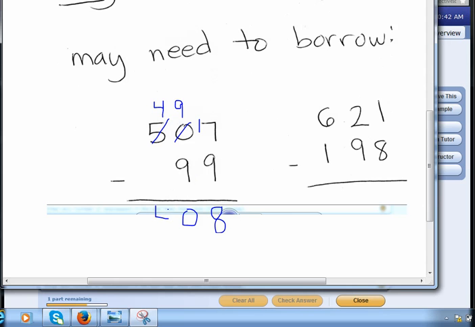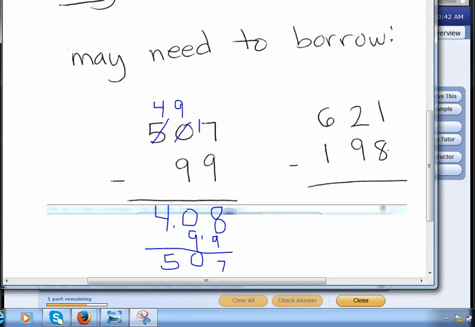And I bring down the 4. Now we can always check our answer by taking the number that we subtracted and adding it to our answer. 9 plus 8 is 17, carry the 1. 9 plus 1 is 10, carry the 1. And 5, 0, 7, we get the exact same number.